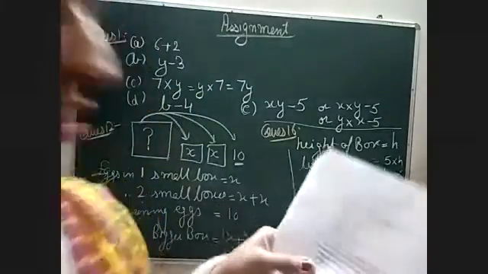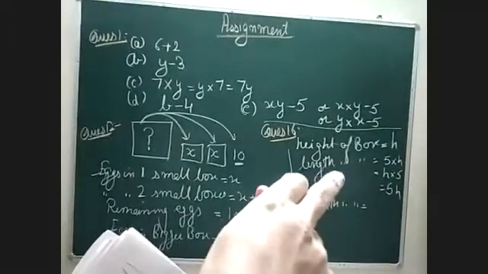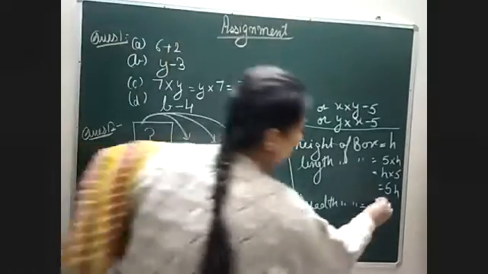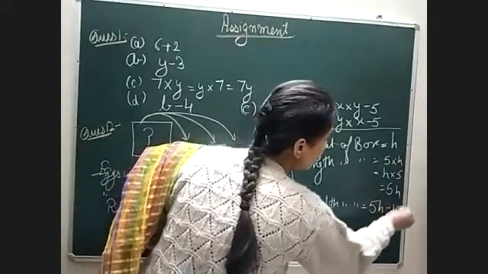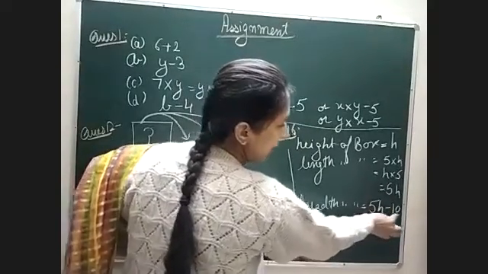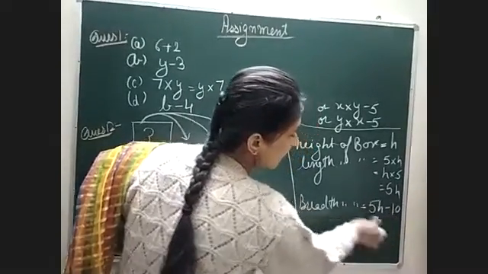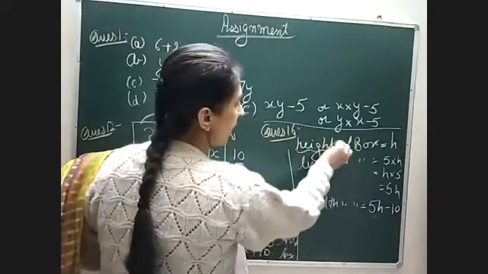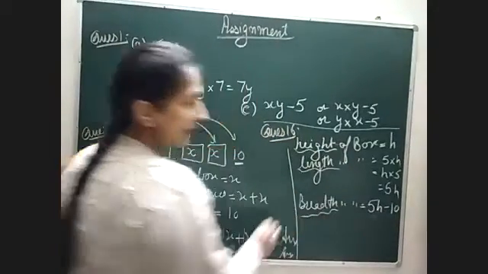Then we are given about the breadth of the box, and what I have shown you is that it is 10 less than length. Breadth is 10 less than length. So whatever length I have written here, I will subtract 10 from that. That means breadth will be 5h minus 10 because breadth is lesser than length. So I have to subtract this 10 from the length. So I have got all three dimensions: height, length as well as breadth.